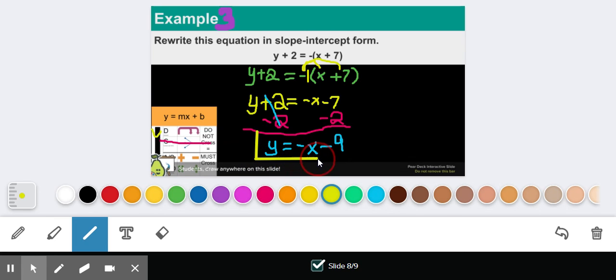So I hope you found something helpful in this. If not, feel free to email me and I'd be glad to work through some more with you. Remember, this links up with your 7.3 notes on moving from point slope form to slope intercept form. And we like to do that because it's a lot easier to look at this and graph it than it is to look at this guy and try to graph it. It's very confusing. So thank you so much.